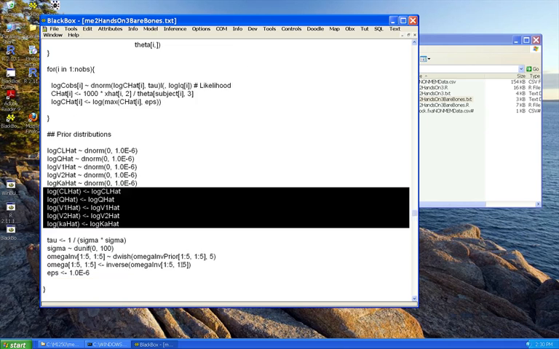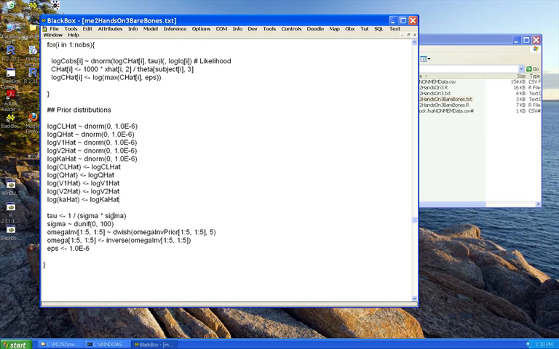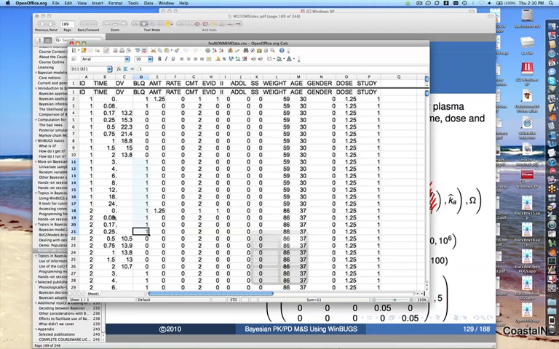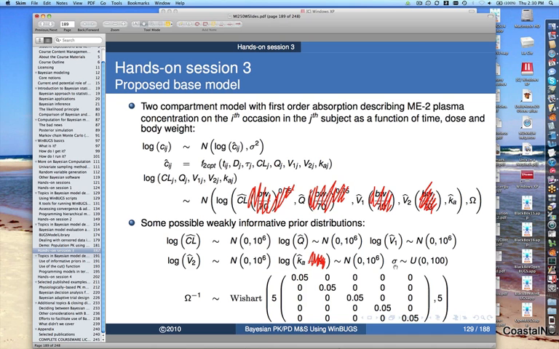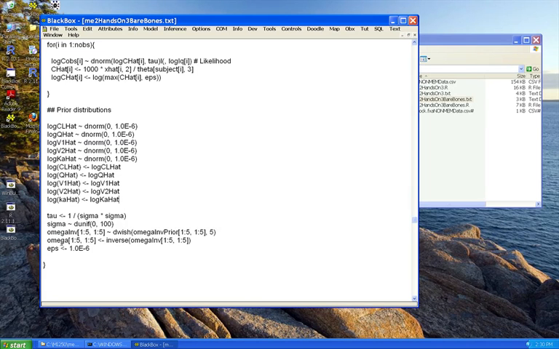Let me double check I did that right. For sigma I said use uniform 0 to 100, and that's what we've got right here. And then I have to calculate a precision that corresponds to that. That's the statement right there.